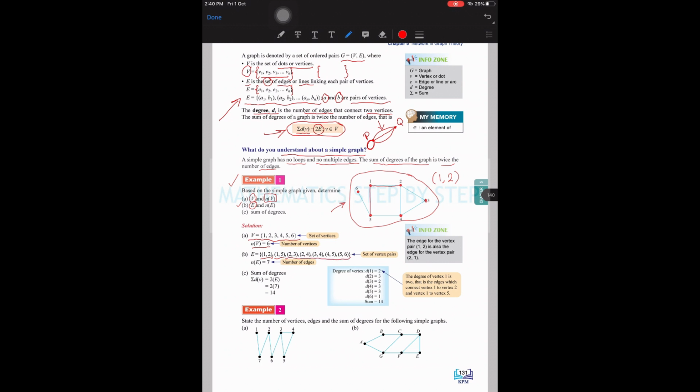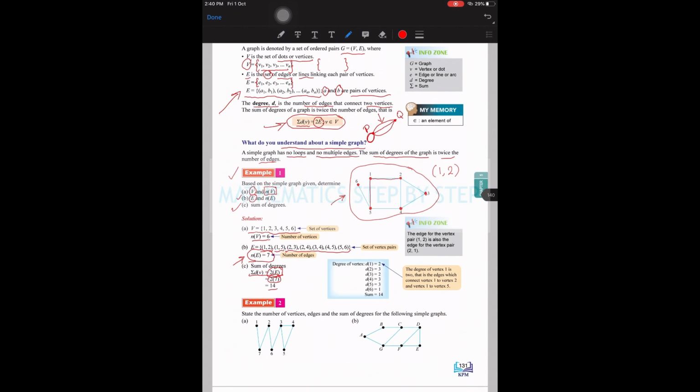So now we can see that there are 7 edges. Then let's calculate the sum of degrees using the formula that we have learned just now. Sum of degrees equals 2e. So e we have found equals 7. So 2 times 7 gives us 14, okay?